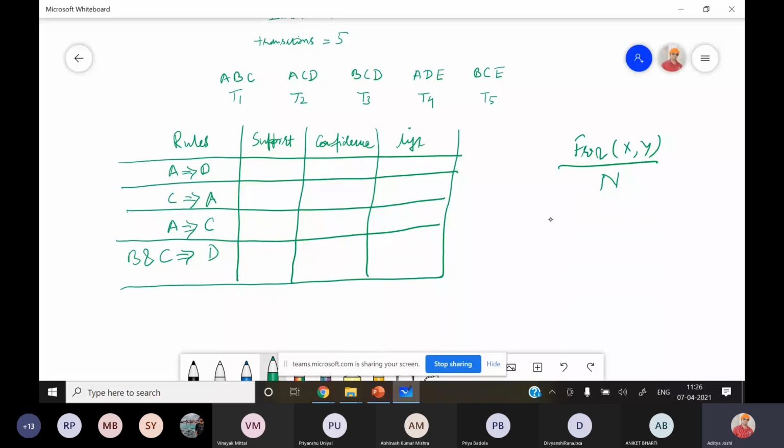Here, if you see the rule A implies D, X is replaced by A and Y is replaced by D. So you have to calculate the frequency of A and D divided by total number of transactions. What is the frequency of A and D together? A and D appear in the second transaction and in the fourth transaction. So you have to count these. The frequency of A and D is 2, and the total number of transactions is 5. So the support of A implies D is 2 by 5.